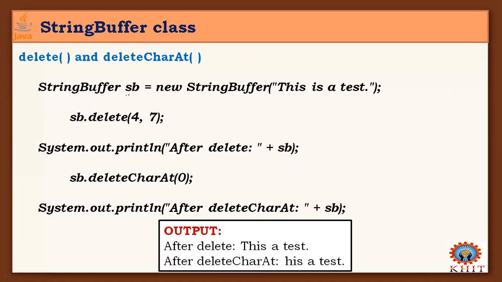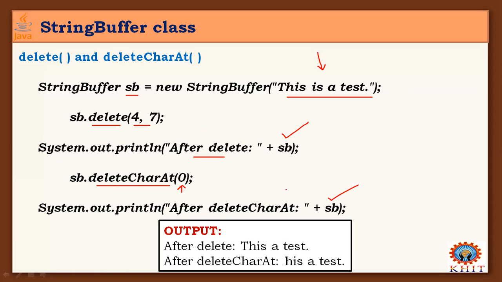So here is one example: a StringBuffer object sb with this string value, "This is a test". When you apply the delete method with sb.delete, you need to give index 4 to 7. In between, it deletes everything. After delete, display that StringBuffer object. After that, deleteCharAt at index 0, that is the starting character of the string. So check both here.